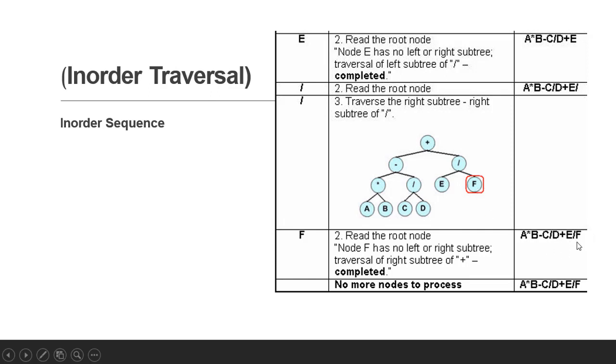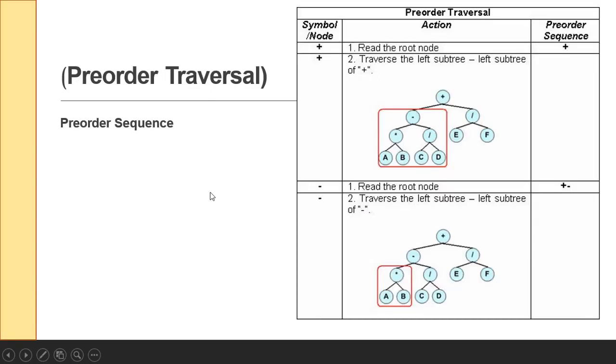So that's why we have the letter F, which means the tree, its subtrees and the nodes have already been visited and completed. So that's why we have this final answer. Okay, so proceed to pre-order.